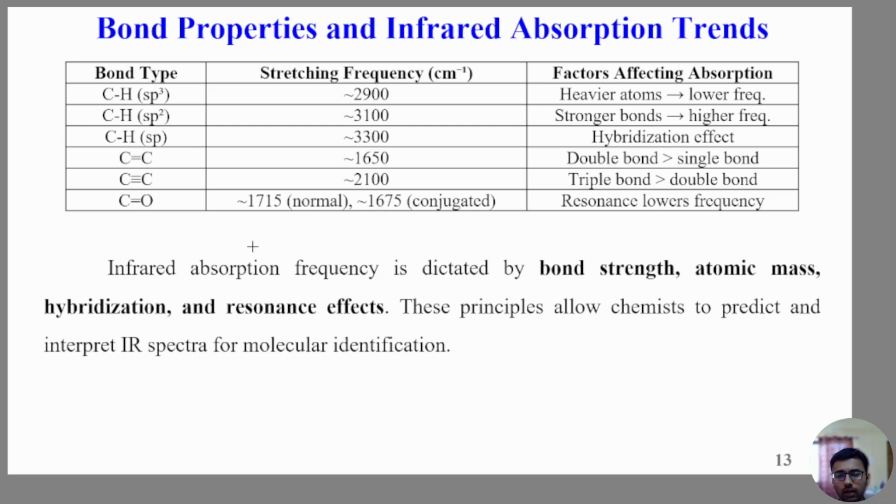In a normal isolated carbonyl group, the absorption appears near 1715 cm inverse. But if the carbonyl group is conjugated with a double bond, resonance occurs. The electrons become delocalized across the system. This reduces the pure double bond character of the carbonyl bond. In other words, the bond becomes slightly weaker, and when the bond becomes weaker, the force constant decreases. According to Hooke's law, that leads to a lower vibrational frequency.